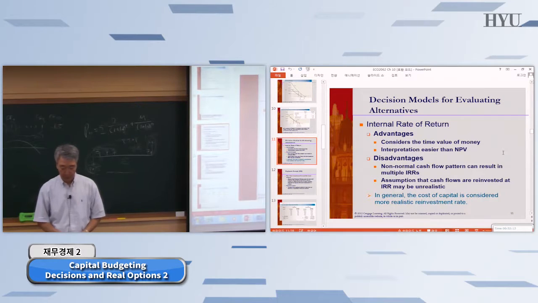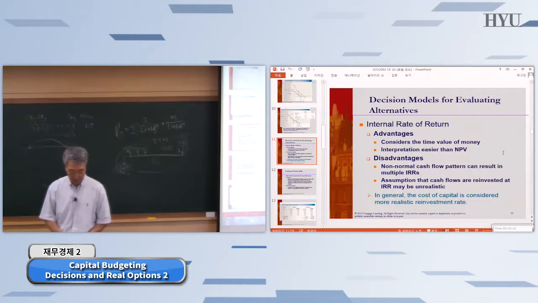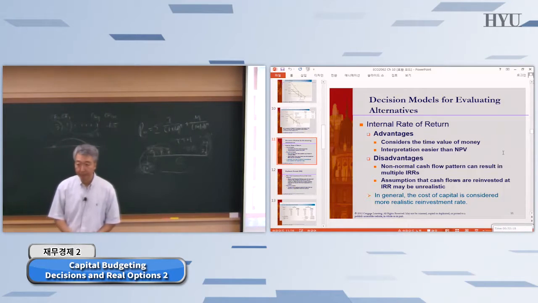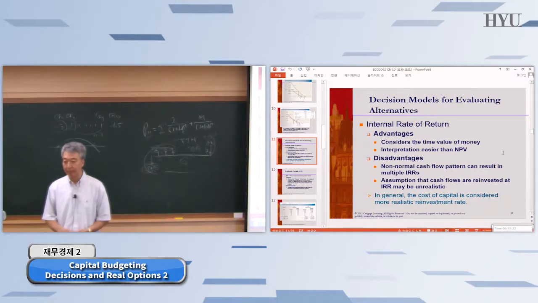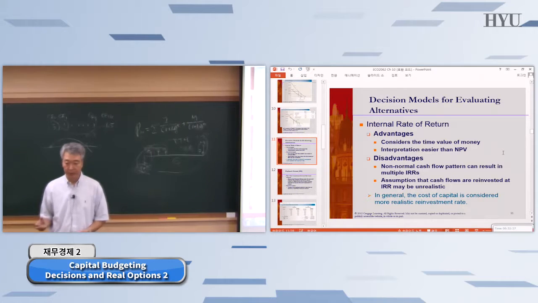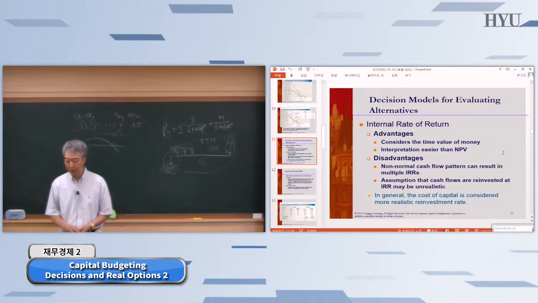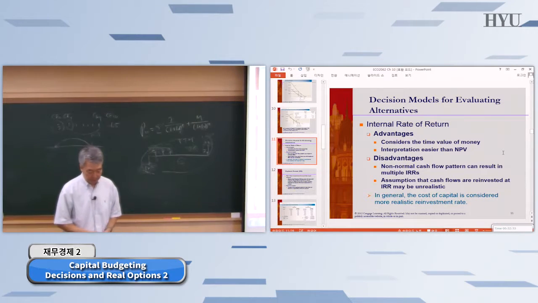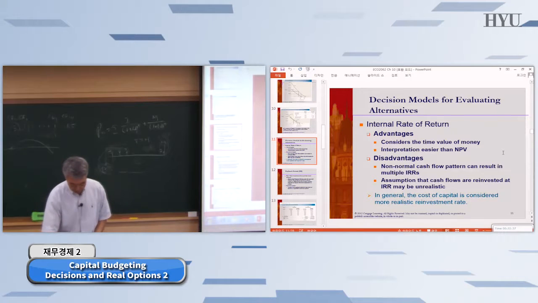We also talked about the assumption that the cash flows are reinvested at IRR, which may be unrealistic because not all projects are the same. Some projects are profitable, some are not. IRR assumes that all the money is reinvested at the same rate. And that's why we prefer the net present value approach over IRR.